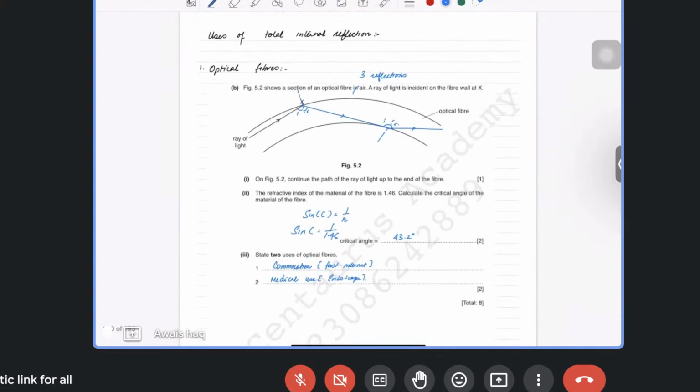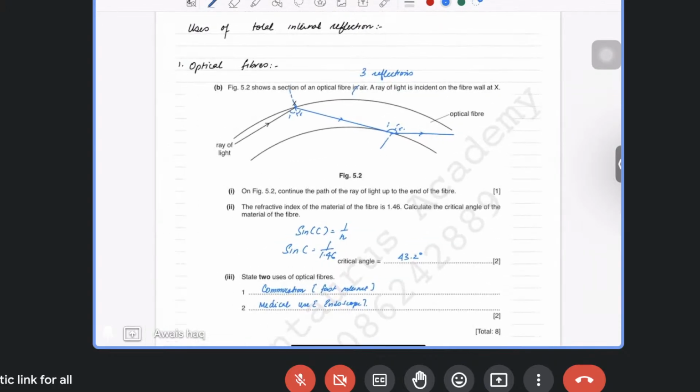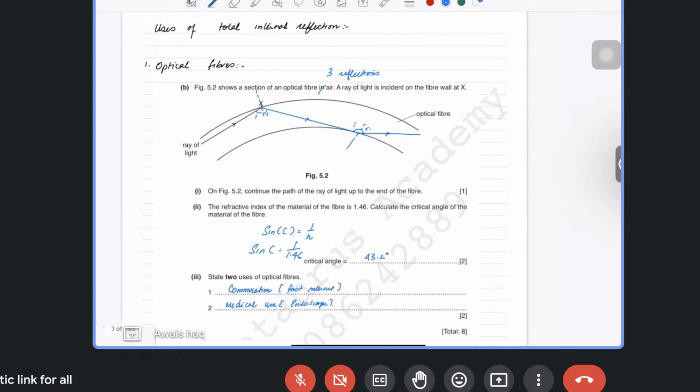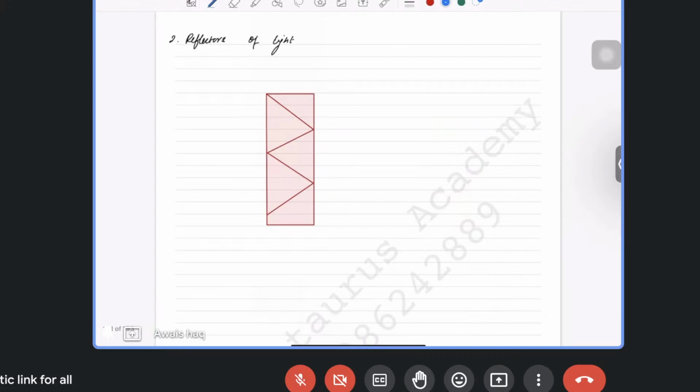So if you have any questions, please let me know, and then we're gonna go forward. Okay, very nice. So then we are gonna go towards the next part, which is reflectors of light. This is also a use of total internal reflection.